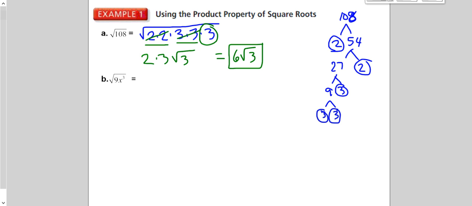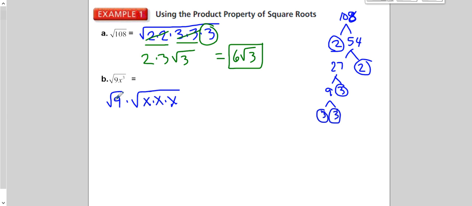Right, let's try the next one. The square root of 9x cubed. We can do these in separate pieces. x cubed, let's write it this way. You don't have to, but I think it's helpful, at least for a little while.